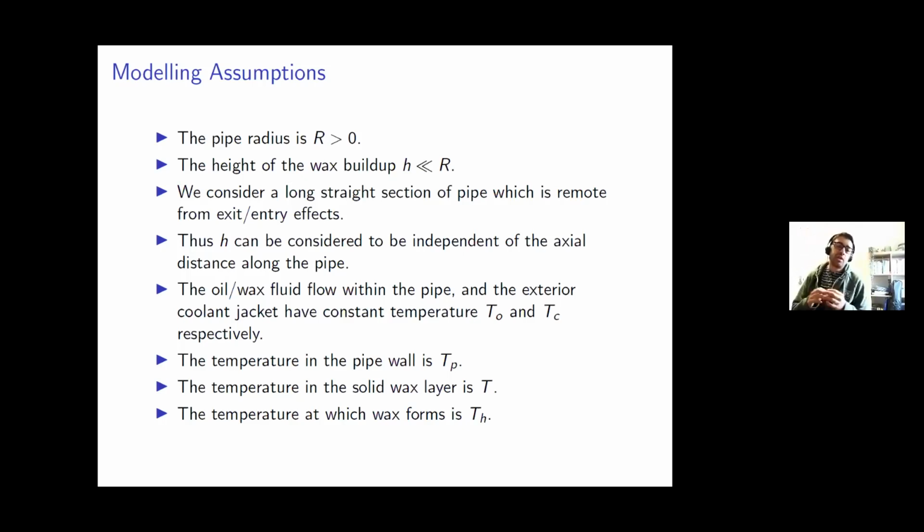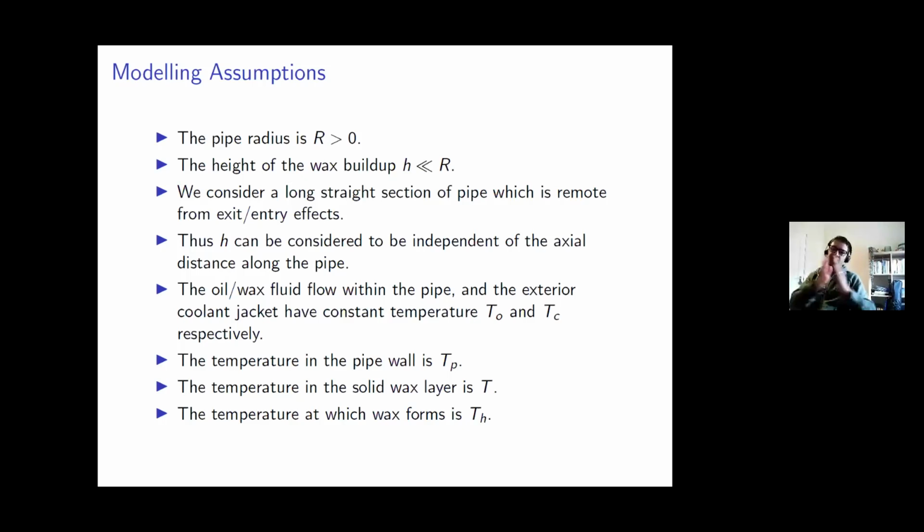Additionally, we're going to consider, for the sake of simplicity, a long, straight cross-section of pipe that is far enough away from bends and exit-entry effects of the oil entering or exiting the pipe. That's transversely to the pipe, or perpendicular to the pipe wall. So the third assumption is made so that we can consider the buildup of wax to be uniform along this section of the pipe. So we only really need to consider the wax buildup in one cross section of the pipe.